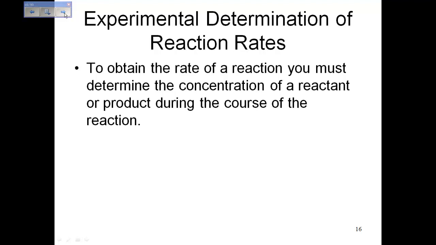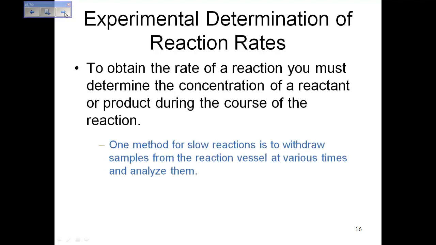To obtain the rate of a reaction, you must determine the concentration of a reactant or product during the course of reaction. There's several ways to do it. One method for slow reactions is to withdraw samples from the reaction vessel at various times and analyze them. That has to be a pretty slow reaction. You remember, as I walk to bring a sample to an instrument, the rate's changing if it's a very fast reaction. So it's got to be something extremely slow if I'm going to do that.